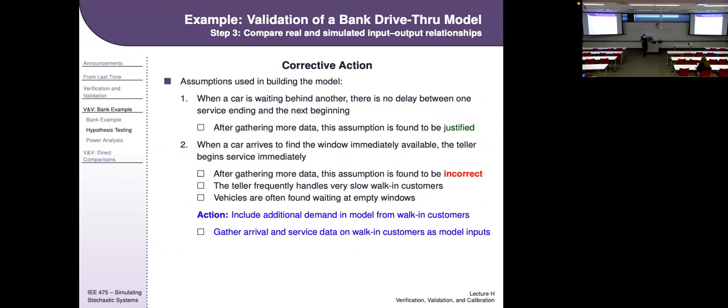But when I actually look at the system, a bunch of times the cars pull up to the window and the teller is nowhere to be found. They have to wait for the teller. It then occurs to me that the teller is also servicing walk-in customers, and I didn't model walk-in customers. Even though I want to model just the drive-through, it's impossible to do that without also modeling the walk-in customers, because they put a load on my central resource, the tellers. So I'm going to rebuild my sim, including walk-in customer inputs as well.